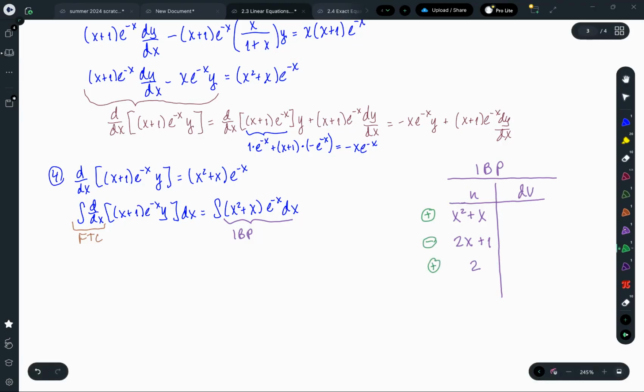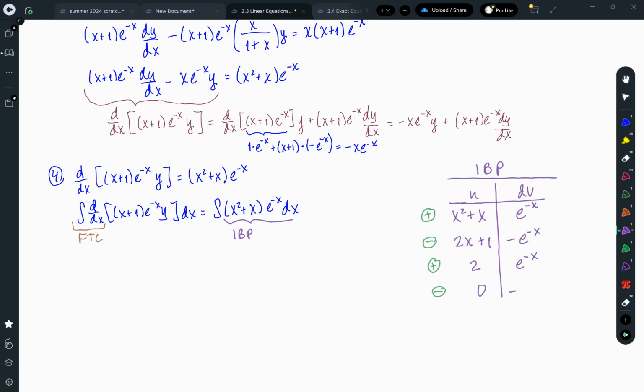And the next derivative of it gives me back a 0, which is great. And that would be a minus sign next to that. For my dv, I have e to the minus x, and then I'm going to go ahead and just take antiderivatives all the way down 4 lines, just like I have 4 lines for you. So the first antiderivative is negative e to the minus x. The next one is positive e to the minus x. And the next one is negative e to the minus x.